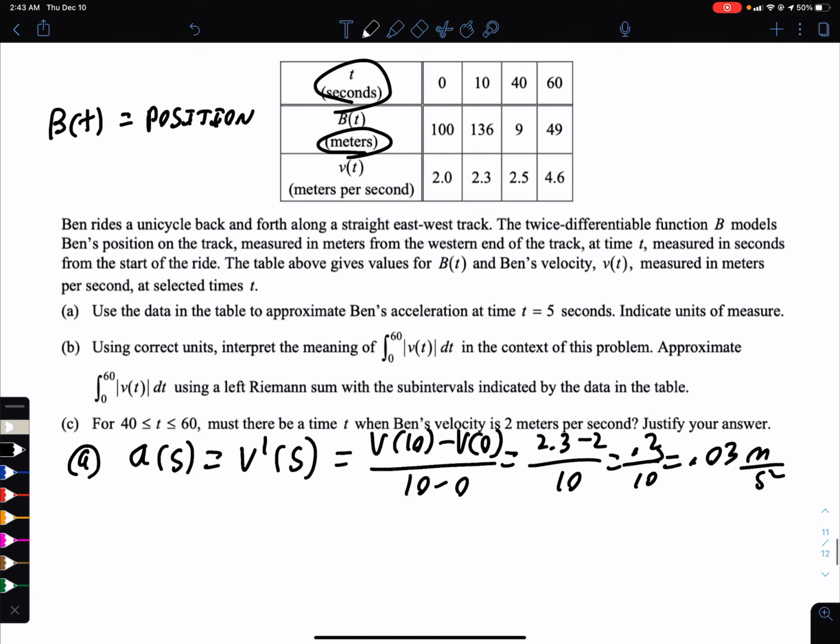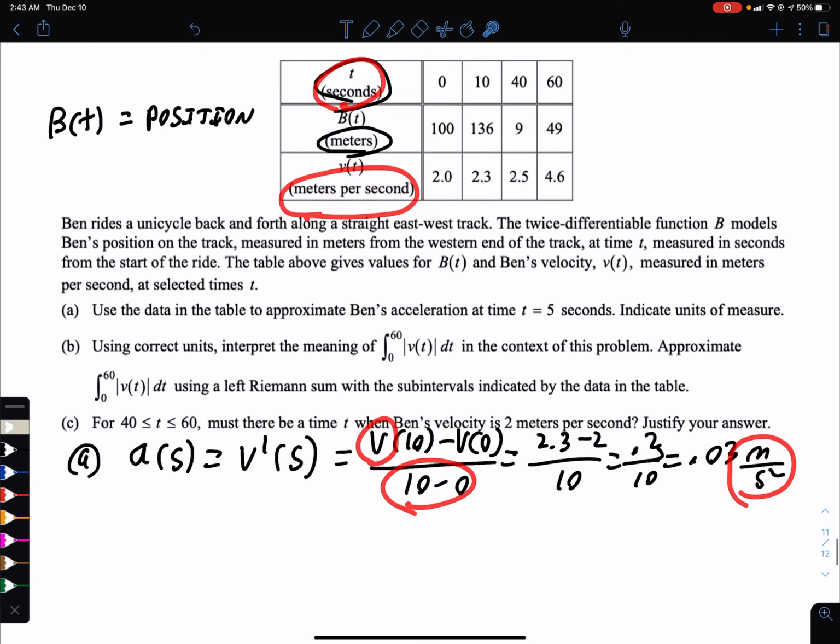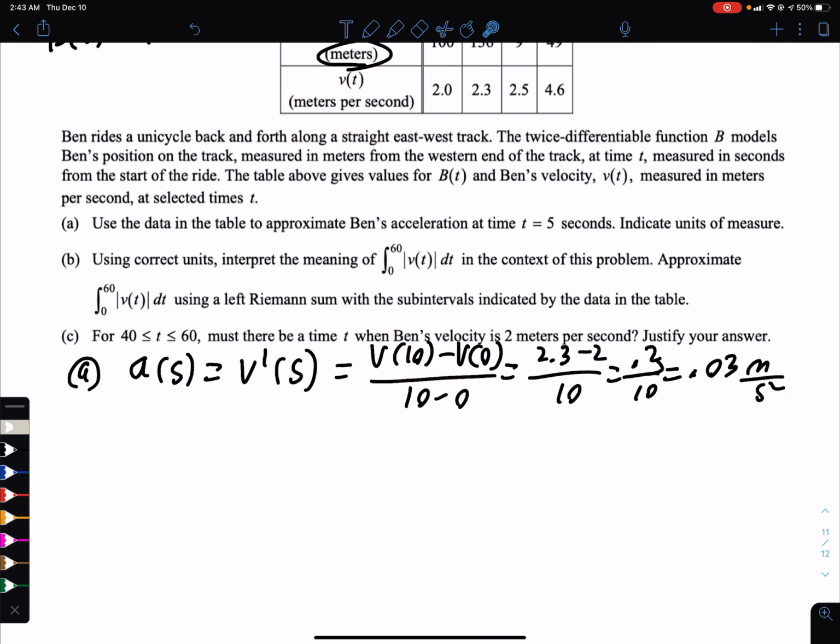And why is it meters per second squared? Because velocity is meters per second. Time is seconds. So meters per second divided by second is meters per second squared. All right, part B. What is this telling you?